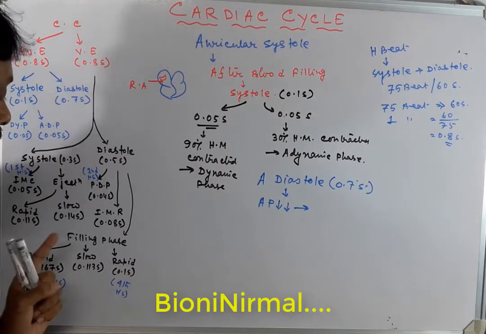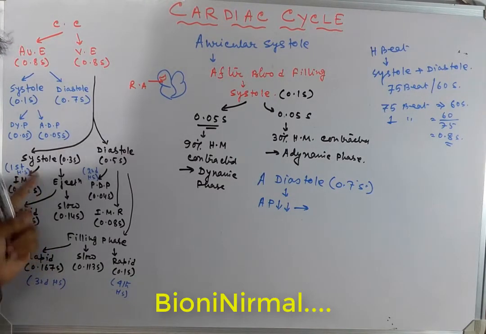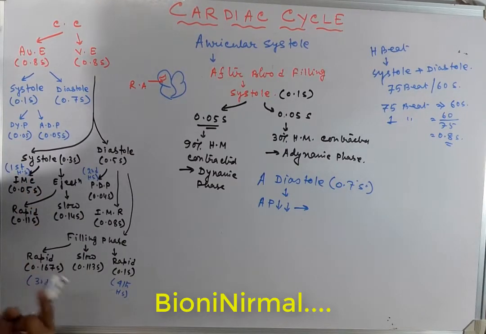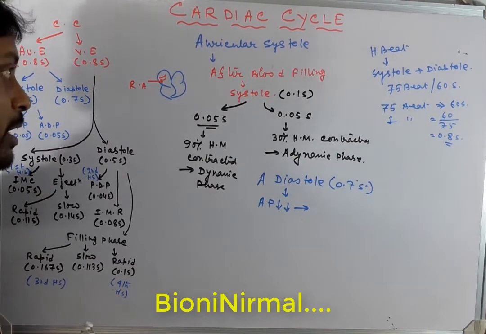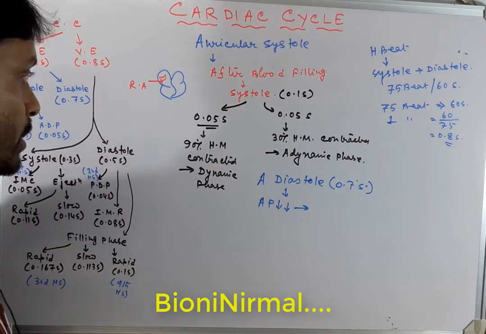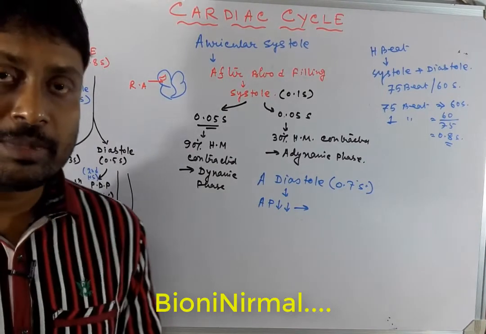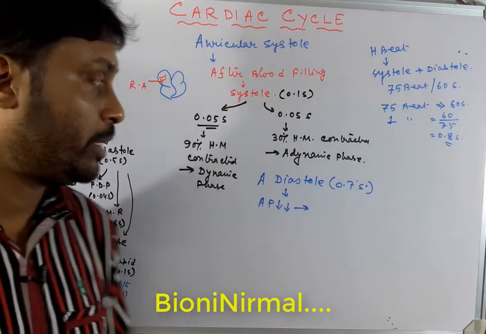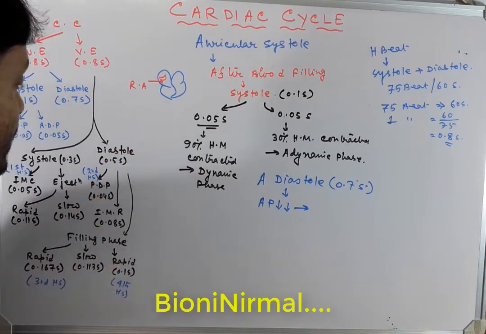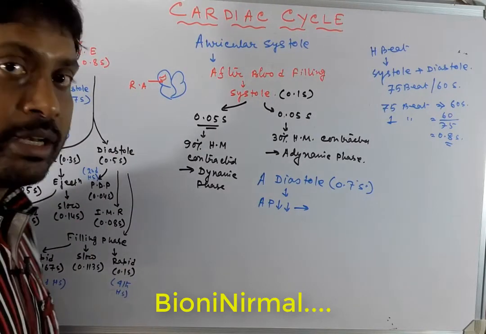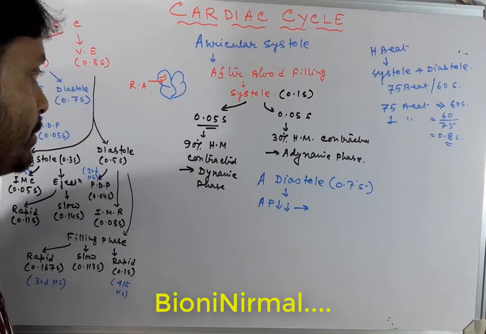Now I will explain the events occurring during the auricular systole and the auricular diastole, and ventricular systole and the ventricular diastole. First of all I shall tell you about the auricular systole. Systole means simply contraction, and since the SA node is present in the right auricle, first of all the right auricle is contracted and then the left auricle.